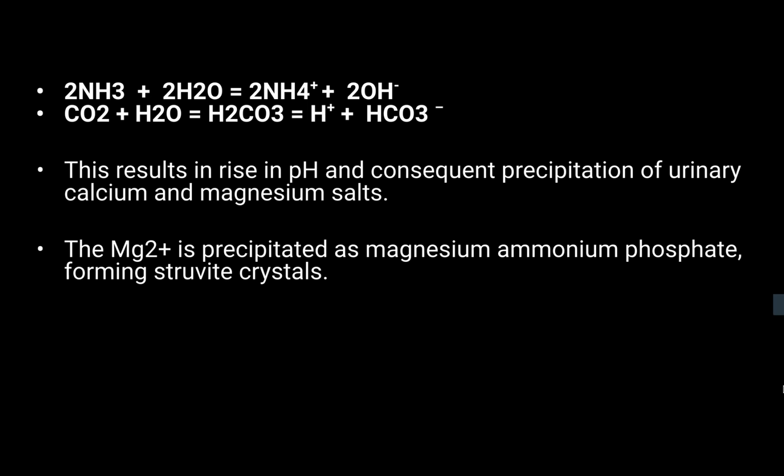And then this ammonium ion can react later. And then the other formula is carbon dioxide plus water, resulting in carbonic acid, H2CO3. H2CO3 can divide into H+ and HCO3-. HCO3- is the bicarbonate part, and the hydroxide will result in a rise in pH, which will result in precipitation of calcium and magnesium. Once these salts are precipitated, the magnesium salts can become magnesium ammonium phosphate, resulting in struvite crystals. So be very confident in this.